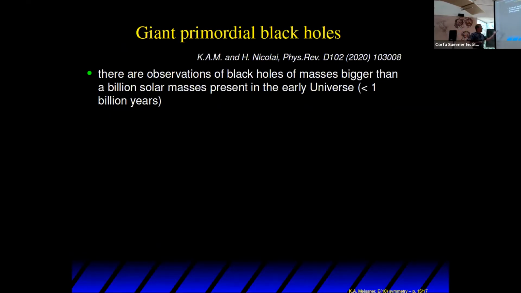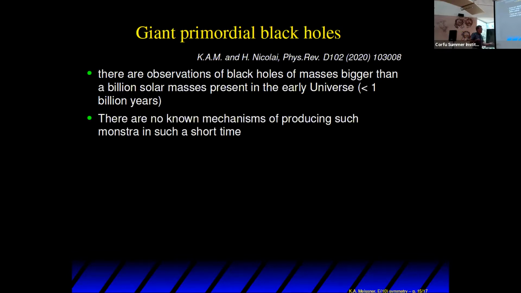Another observation: there are black holes observed very early in the universe, before 1 billion years, that have more than 1 billion solar masses. And there is not enough time for the usual evolution, where a star dies out, it collapses, there is a black hole, and the black hole accretes everything around. There is not enough time because the first stars were at more than 100 million years after the presumed Big Bang, which was not there, by the way, I guess. So there are black holes of 1 billion solar masses observed, and there is no known mechanism of producing such monstrous black holes in such a short time.